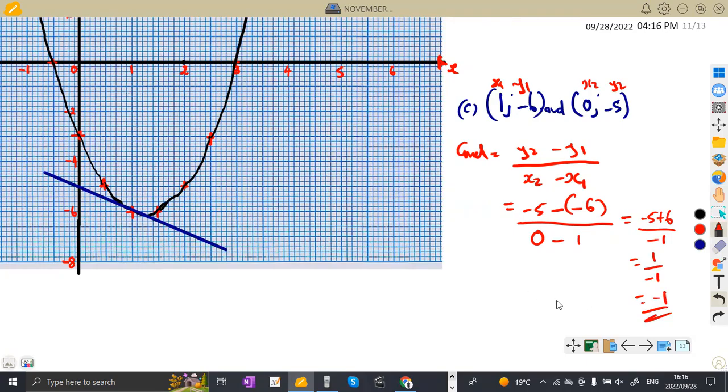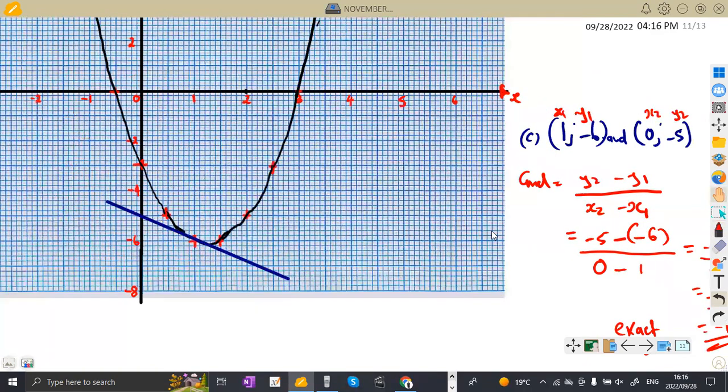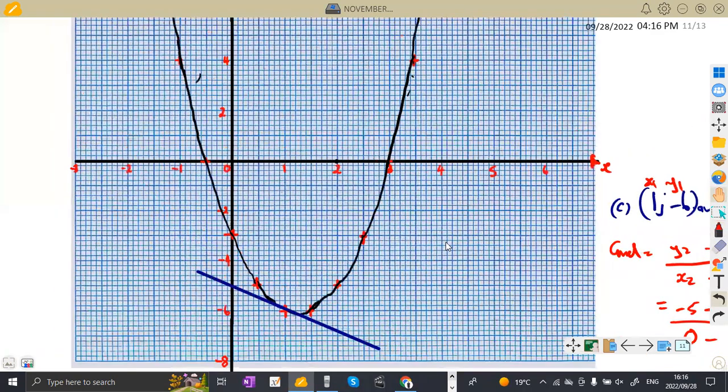This is the exact gradient that I determined. Yours is supposed to be within plus or minus 0.3 of this one. If not, that answer is wrong. Redo your tangent, redo your gradient, and you can find the exact answer. All right, so that is it, guys. The points I was working with were (0, minus 5) and the other one. You just choose 2 points of your choice which are on the graph. Anyways, let us move on to the other part of the question.